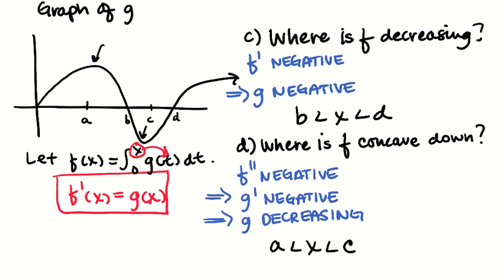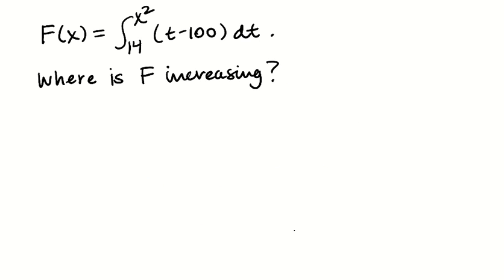All right, so we're going to define a function, capital F, by the integral from 14 up to x squared of t minus 100 dt. They're going to ask you where F is increasing. Okay, we know that increasing means that the derivative is positive, so wherever f prime is greater than 0, but we're going to need an equation for f prime.